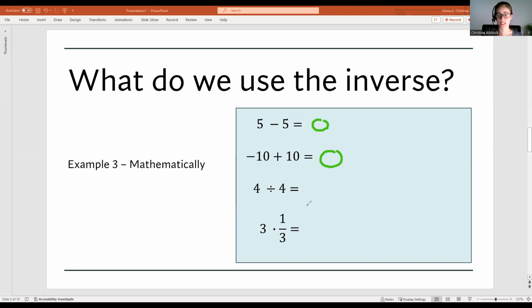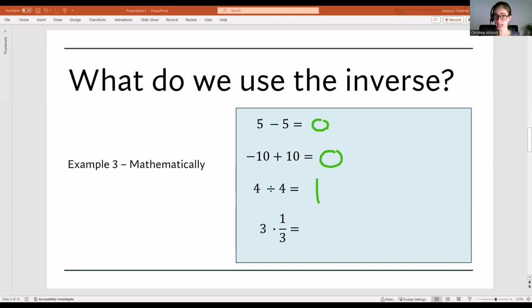Now multiplication and division are opposite of each other. So 4 divided by 4 is 1. And if we're just left with 1 of something, that's okay. We're just trying to find that 1 value or that 1 y value. So that cancels out by equaling 1.